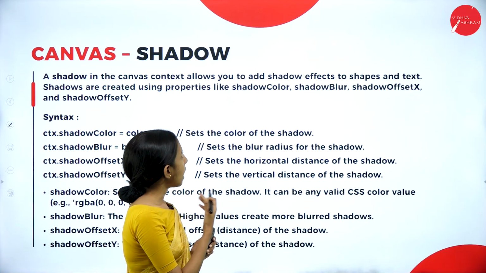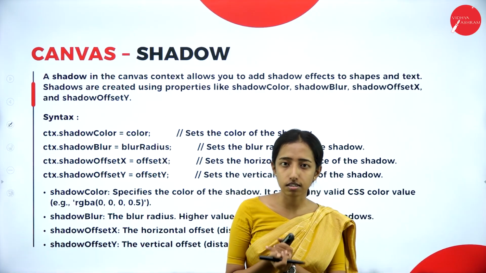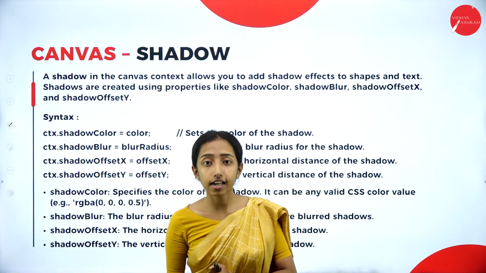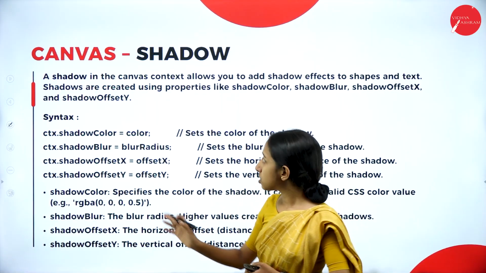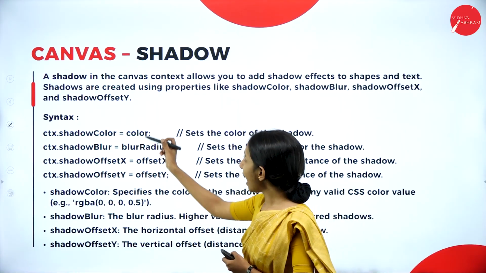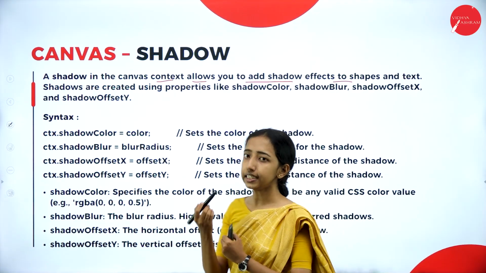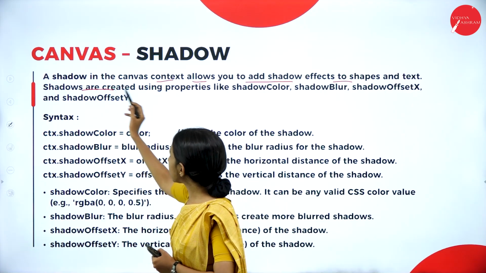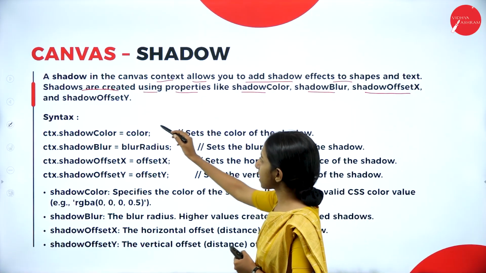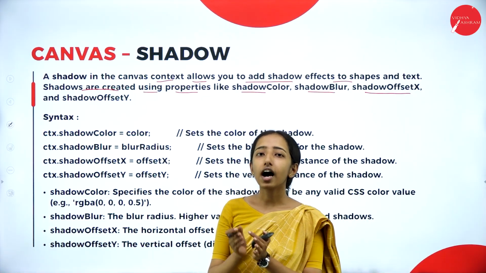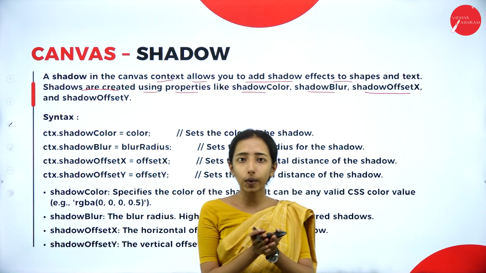Next, another thing is a shadow. How can we create a shadow using the canvas? How can we give a shadow to the text or the images we are creating, and how can we specify that in a canvas? What do we mean by shadow? A shadow in the canvas context allows us to add a shadow effect to a shape or text. Shadows are created using properties like shadowColor, shadowBlur, shadowOffsetX and shadowOffsetY. So there are different properties where we can add a shadow to the text, object or shape we are creating.